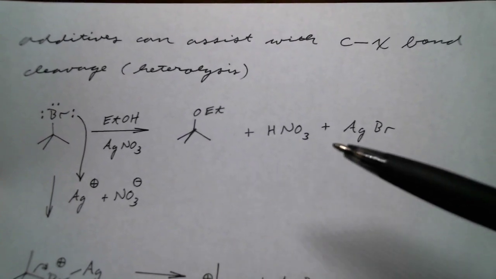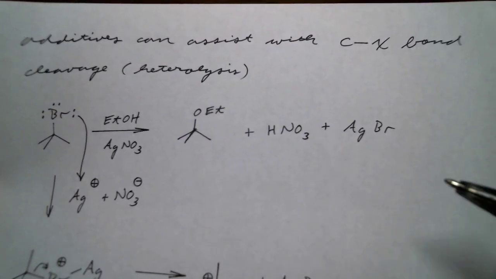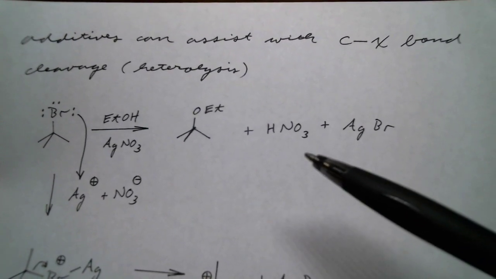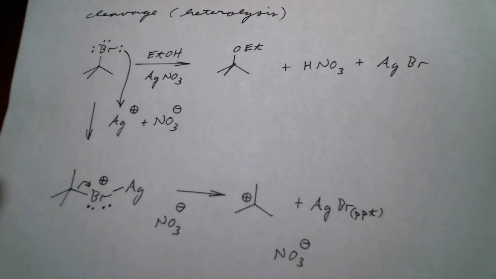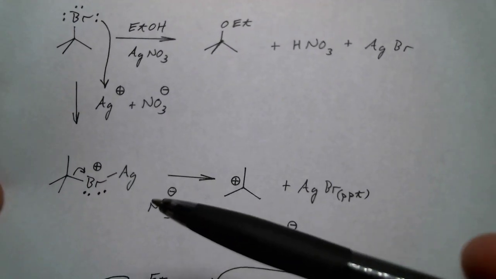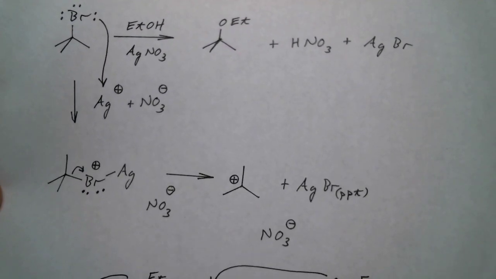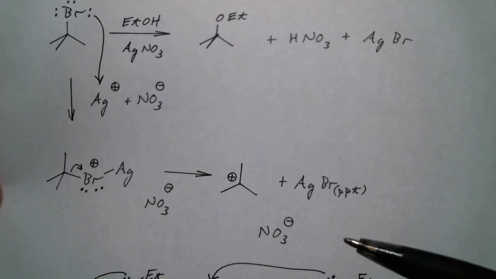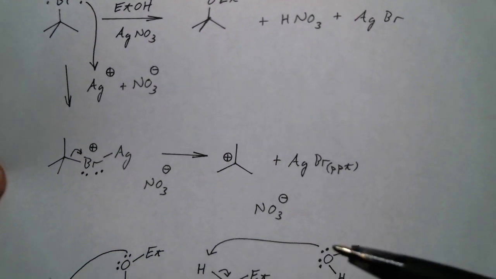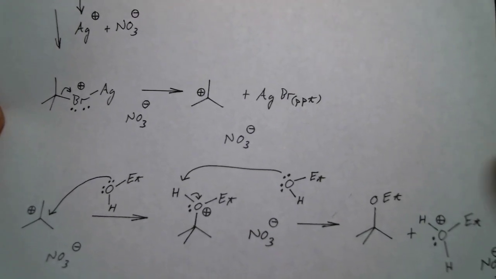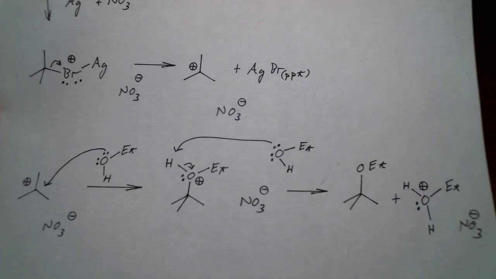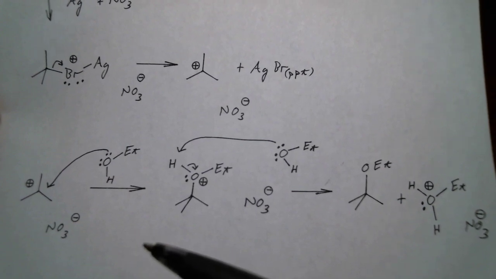homogeneous solution, and of course Le Chatelier, right, we help drive it to the right. And instead of forming HBr, we're forming nitric acid. So the silver can sort of help tug on that bromine to form silver bromide and our carbocation. That lowers the activation energy as well, and so our reaction is going to go faster too.